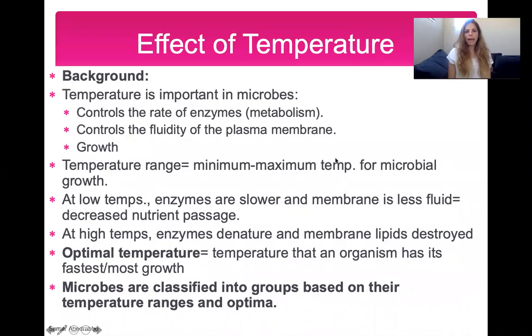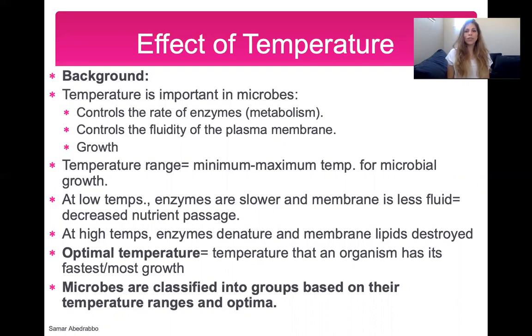So just to give a background, whenever we grow bacteria, besides nutrients and oxygen, another very important factor that we have to take into consideration is temperature. The reason why temperature is important, if you guys remember from chemistry, is that temperature controls the rate of various reactions, and something that's very important in reactions are enzymes. Enzymes speed up chemical reactions, and so temperature controls the rate of these enzymes. That's why temperature is important.